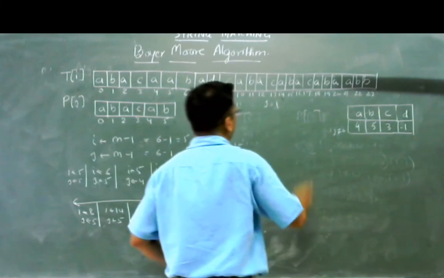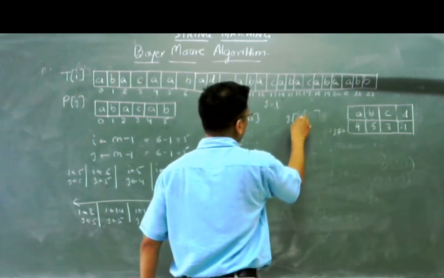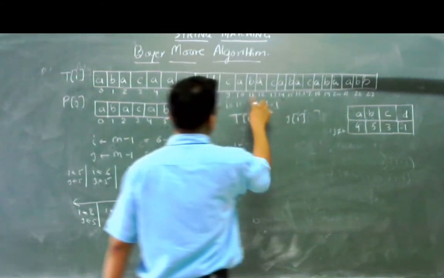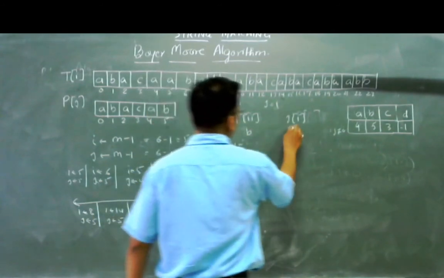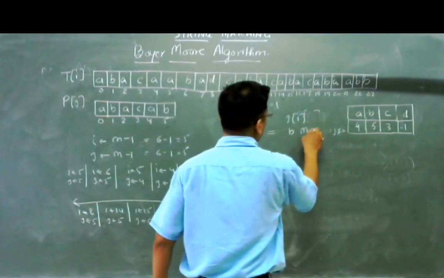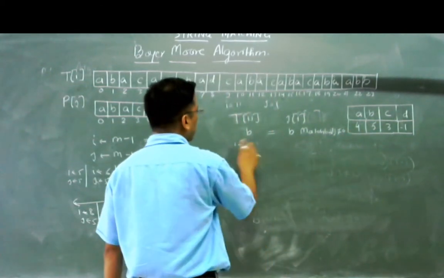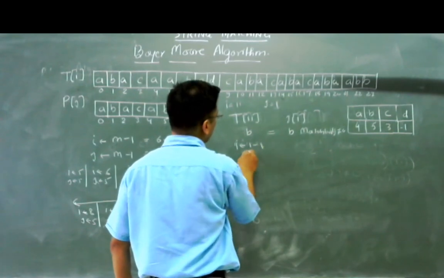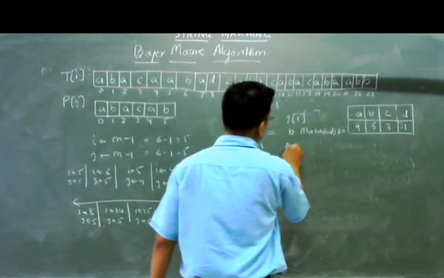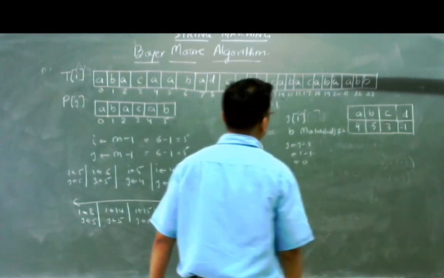And j is not equal to 0. So T11 and P1, right? T11 is equal to B and P1 is equal to B. Match, but j is not equal to 0. So now we shall reduce: i is equal to i minus 1, which means 11 minus 1, which means 10, and j is equal to j minus 1, which means 1 minus 1 is equal to 0.